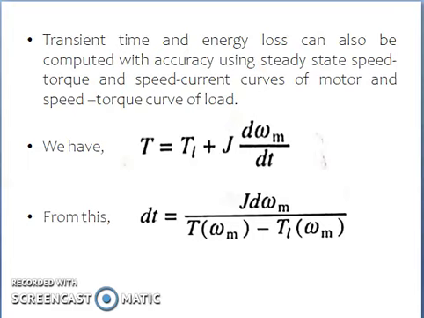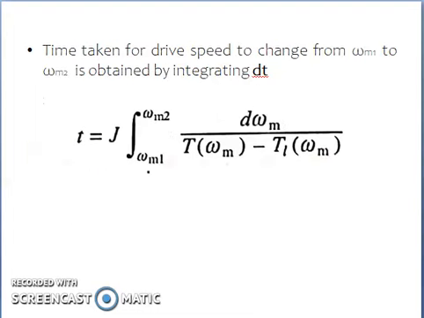So from the equation T is equal to TL plus J d omega m by dt, we can write the equation as dt is equal to J d omega m divided by T(omega m) minus TL(omega m). Here T(omega m) and TL(omega m) indicate the motor and load torques, both are functions of the speed of the drive omega m.